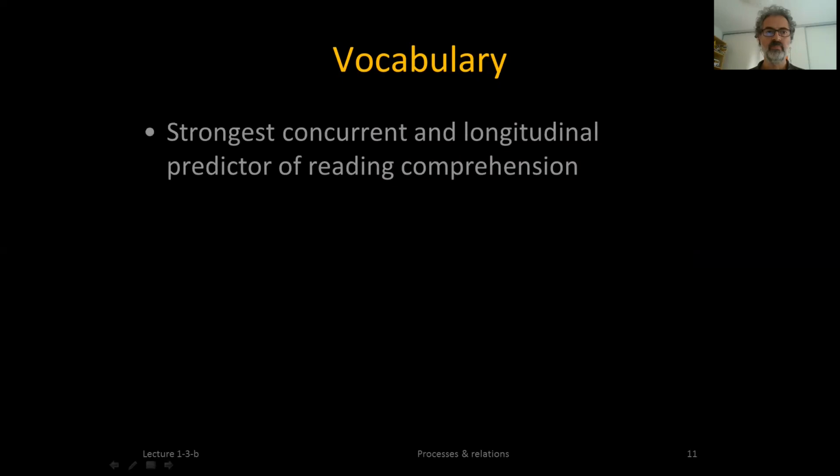What about vocabulary? Vocabulary turns out to be the strongest concurrent and longitudinal predictor of reading comprehension. So among relatively specific things you can measure in order to predict reading comprehension, or among things that you can search for associates to reading comprehension, vocabulary measures are the strongest ones.